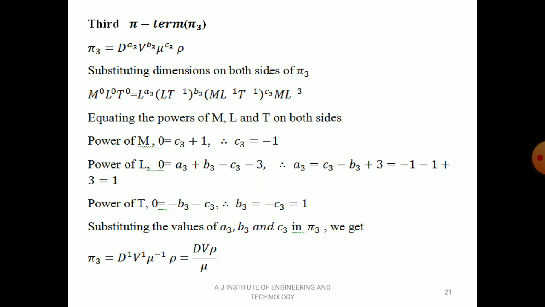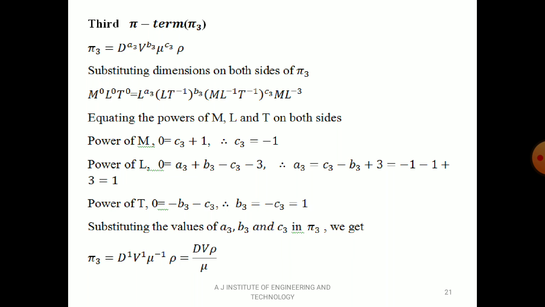Next, third pi term, that is pi3. So pi3 equal to d to the power a3, v to the power b3 into mu to the power c3 into rho. So substituting the dimensions on both sides of pi3, m to the power 0, l to the power 0, t to the power 0 equal to l to the power a3 into l t to the power minus 1 to the power b3 into m l to the power minus 1 t to the power minus 1 to the power c3 into m l to the power minus 3. Then equating the powers of m, l and t on both sides.